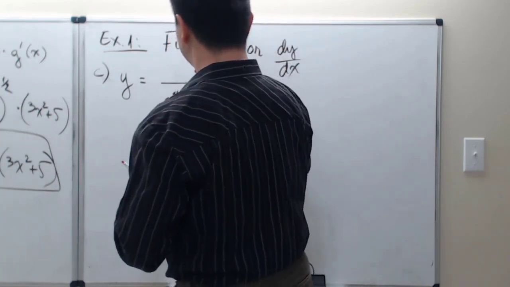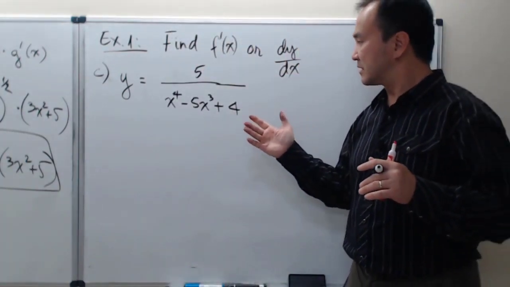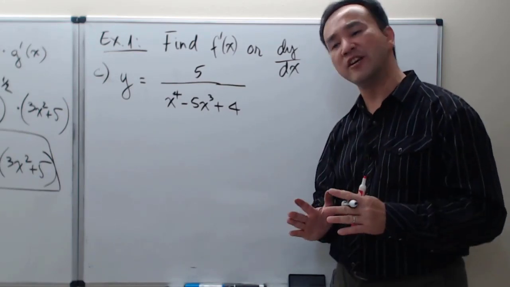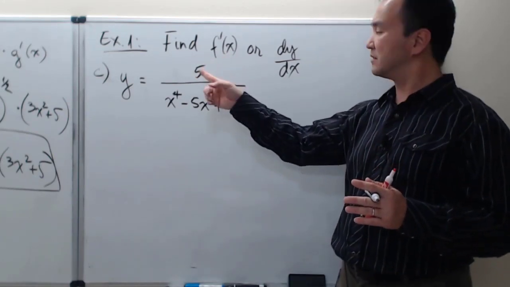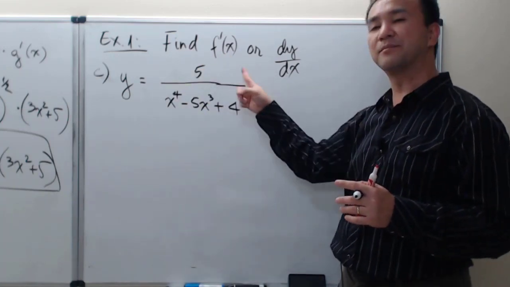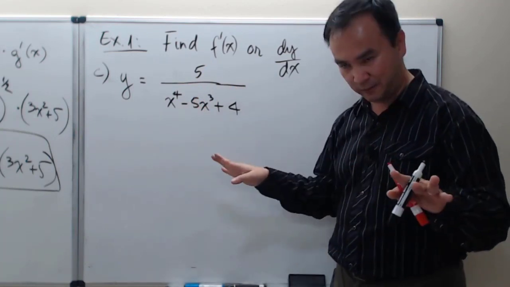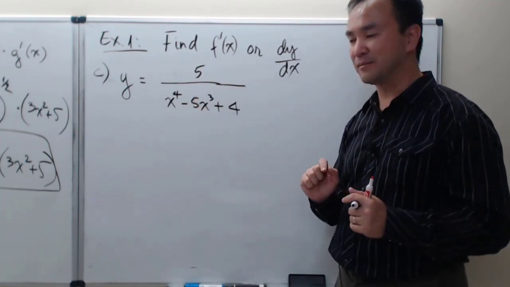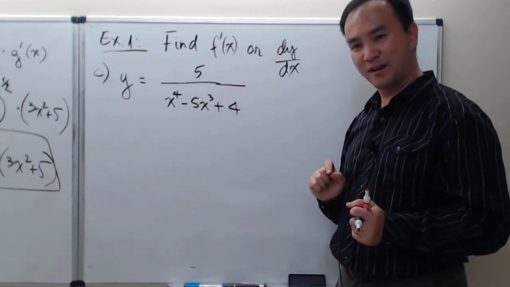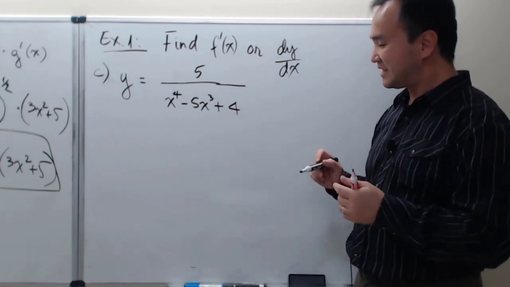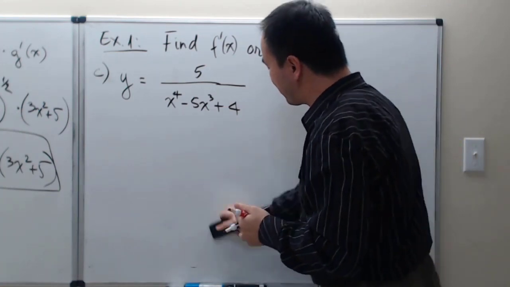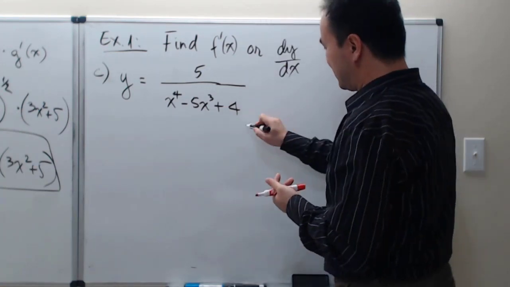But since we're in the discussion about how to apply the chain rule, of course, if any viewer can find a way to get this derivative by going through the quotient rule, that's fine. But the point of this lecture is to see how we can apply the chain rule to a problem like this. So I am going to purposely apply the chain rule.